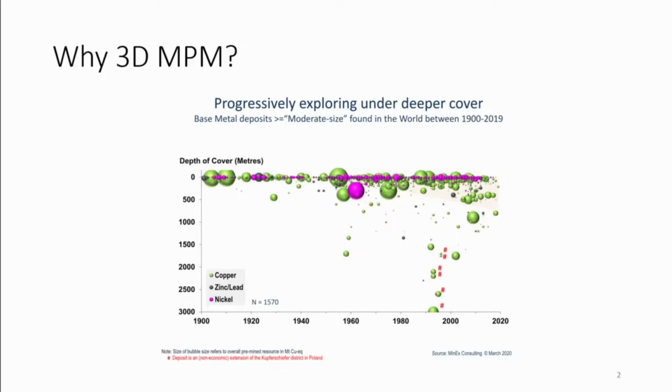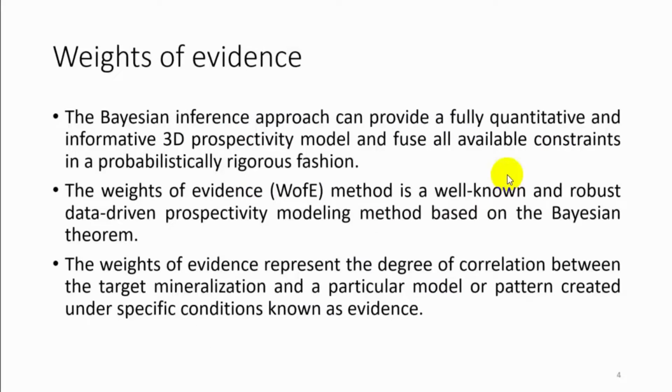Deep-seated ore deposits usually show weak exploration signals on the ground surface, and therefore there is a need to develop 2D mineral prospectivity mapping methods in 3D space to benefit in-depth exploration of mineral resources. The weights of evidence is a well-known data-driven and robust method in 2D mineral prospectivity mapping, which is based on the Bayesian theory. And we know that the Bayesian inference approach can provide a fully quantitative and informative 3D prospective model, and it can fuse all available constraints in a probabilistically rigorous fashion.